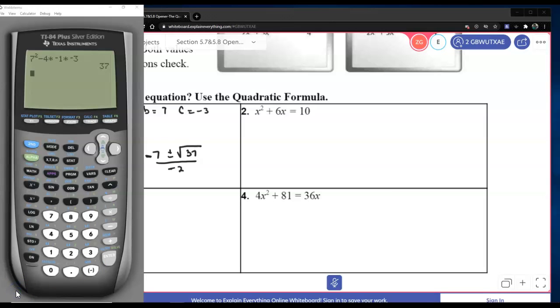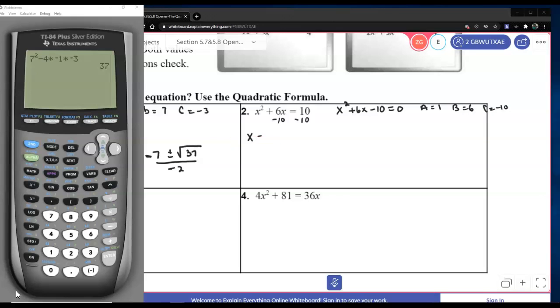For number 2, we are going to have to solve this for x. We're going to use the quadratic formula. We know that x squared plus 6x equals 10. It has to be in standard form, so you have to subtract 10 from both sides. Obviously, you can't subtract 10 from the variable, so I'm going to write it up here. X squared plus 6x minus 10 equals 0. You still have to identify a, in this case 1, b is 6, and c is -10.